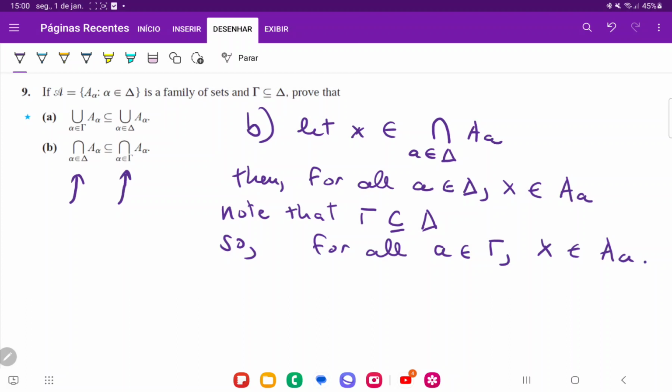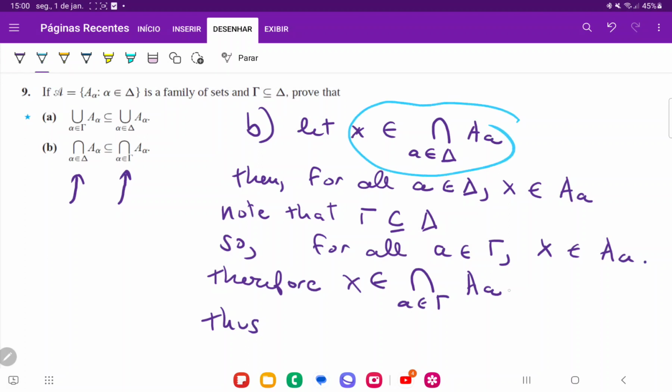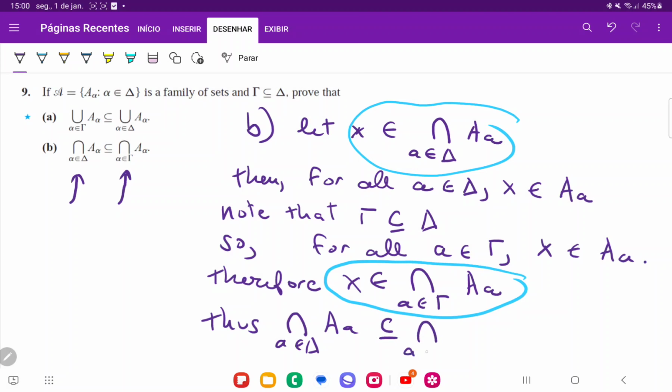So our conclusion is going to be, therefore, since this fits the definition of the intersection over gamma, X belongs to the intersection A belonging to gamma of A sub A. Thus, if we took some X that was here and then we showed that that X must also be there, the conclusion is that the intersection over delta is a subset of the intersection over gamma. And that is it for problem number 9.